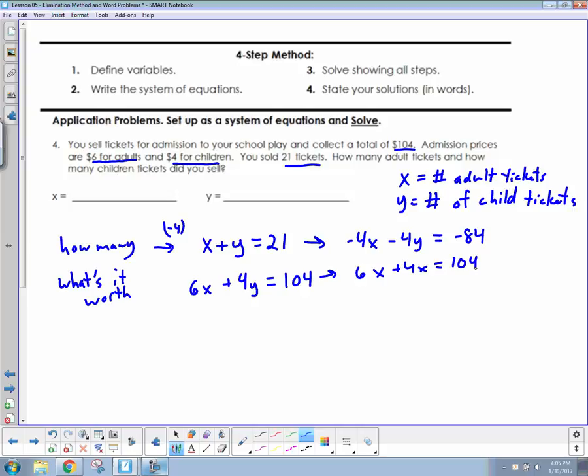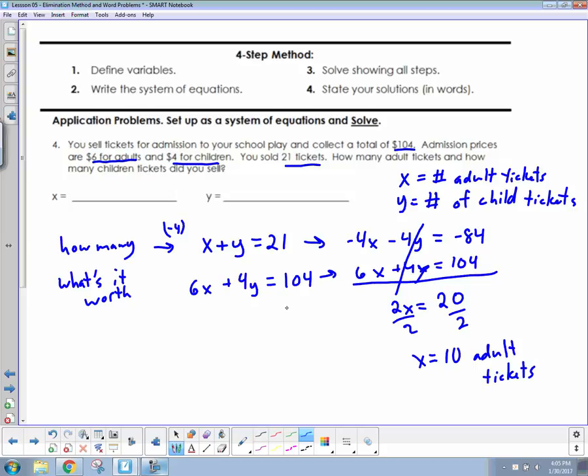Boom. The y's cancel. 6 minus 4, that's 2x. 104 minus 84 is 20. Divide that by 2, and x equals 10. 10 adult tickets.